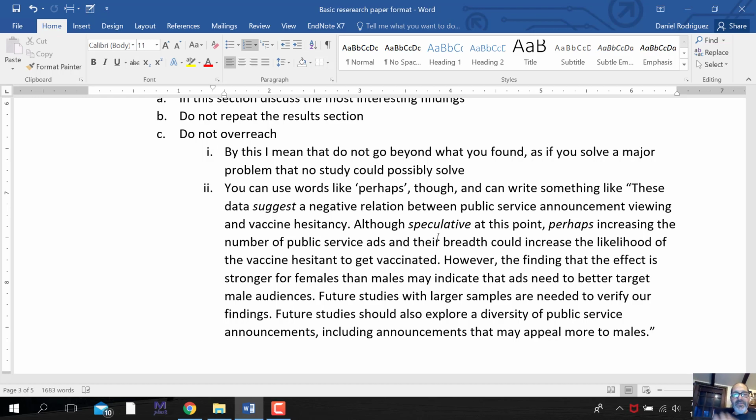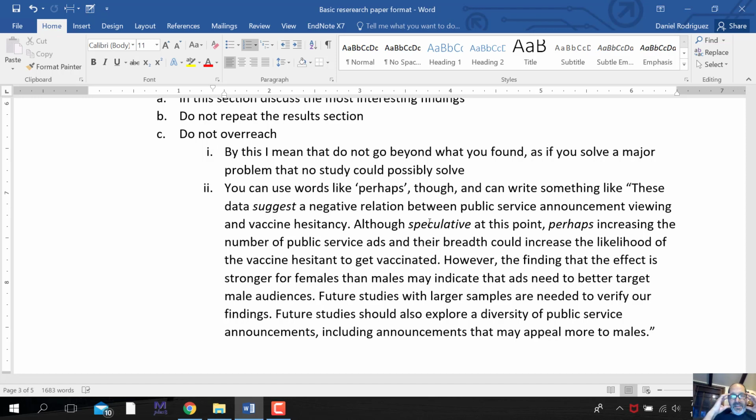Use very tentative language. You can use words like perhaps, though, and can write something like these data suggest. Notice how it's plural, right? These data suggest a negative relation. Notice relation instead of relationship between public service announcement viewing and vaccine hesitancy. Although speculative at this point, if I'm going to make a statement, it's not in stone.